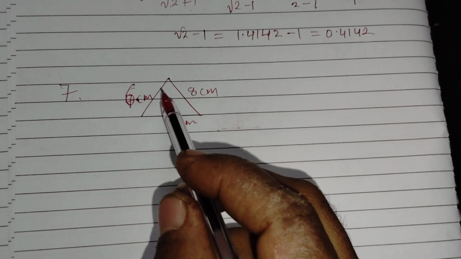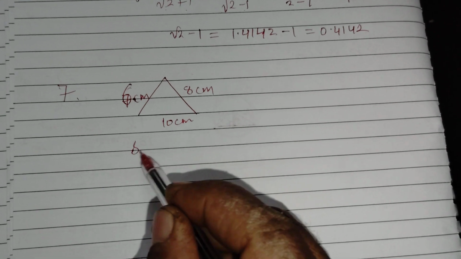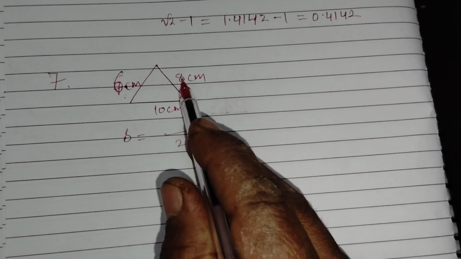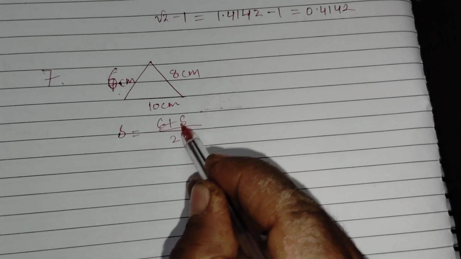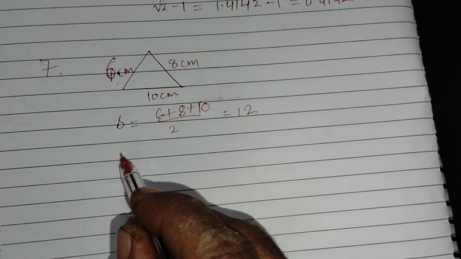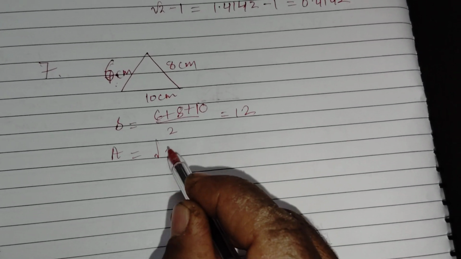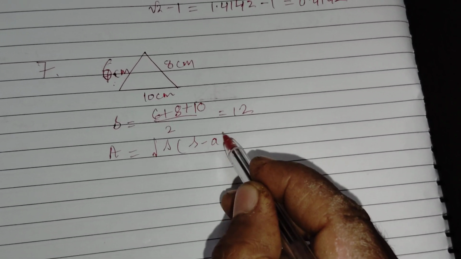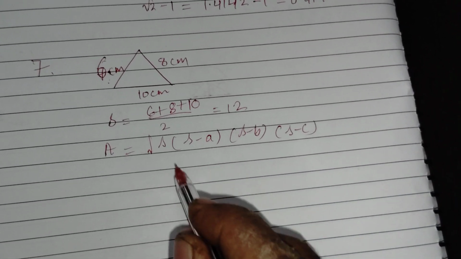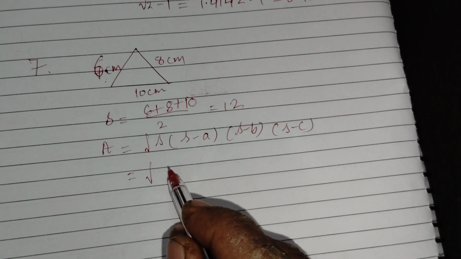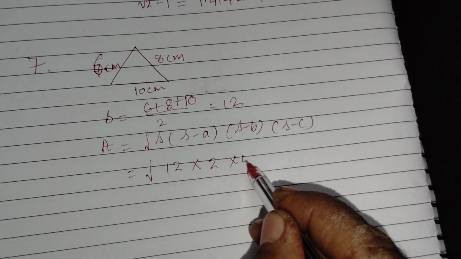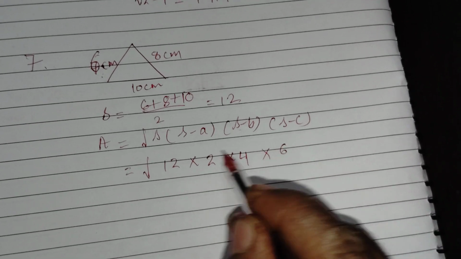So in this question, 3 sides are given. First we find the S. S is the semi-perimeter. Semi-perimeter means the sum of all the 3 sides upon 2, 6 plus 8 plus 10 upon 2. So it gives us 24 upon 2, which is 12. And now the area formula is square root of S into S minus A, S minus B, S minus C. So we plug in the values. Now S is here 12, 12 minus 10 is 2, 12 minus 8 is 4, 12 minus 6 is 6.